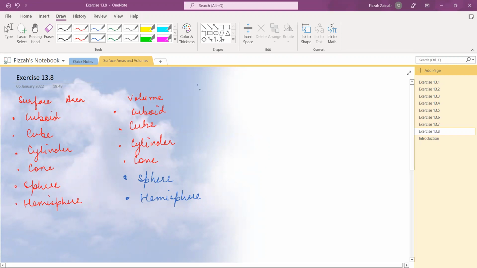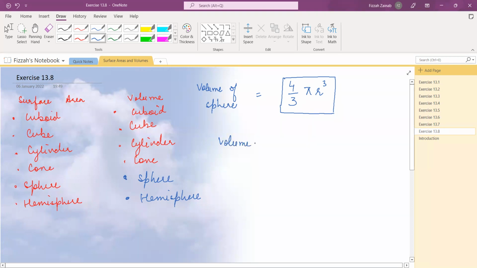Now, please note down the formula: volume of sphere is 4/3 pi r cube. This is the formula for the volume of a sphere. So if this is the formula for the volume of sphere, what is the volume of hemisphere?